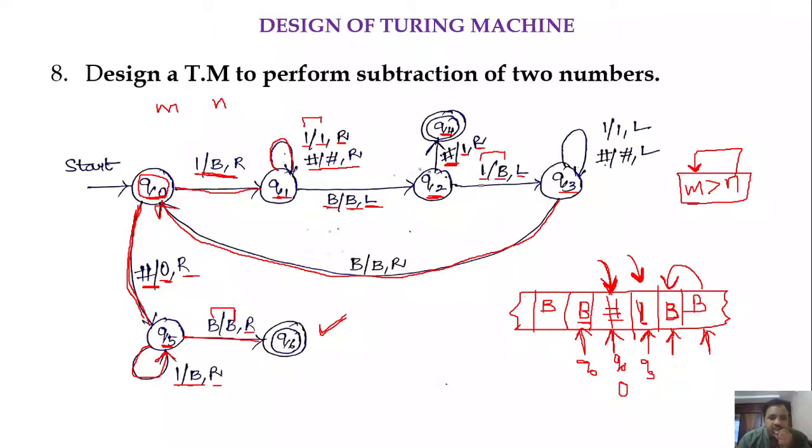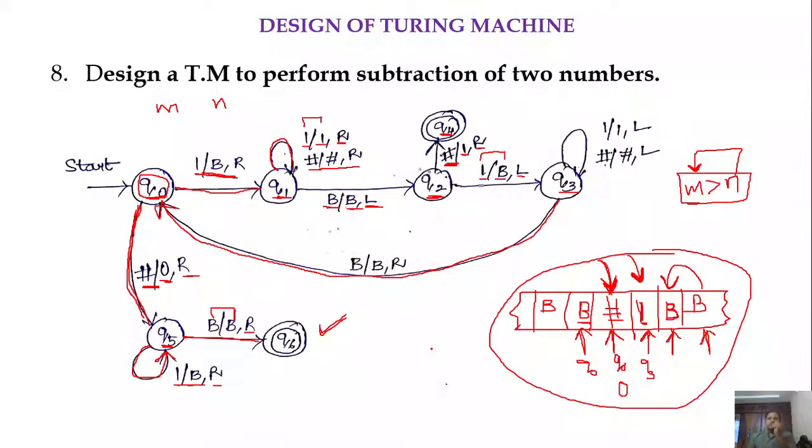In this case, if you observe the input tape, it consists of blanks and 0. So this is the case 2. Here one point you could observe: if m value is greater than n, then definitely in state q2 we get hash, that hash will be replaced by 1, so that gives the positive result of the subtraction.